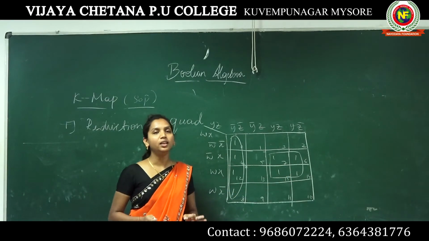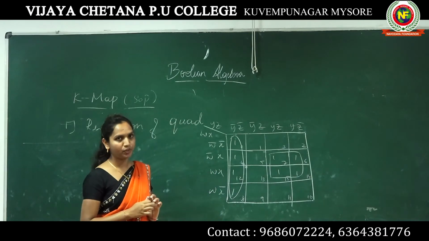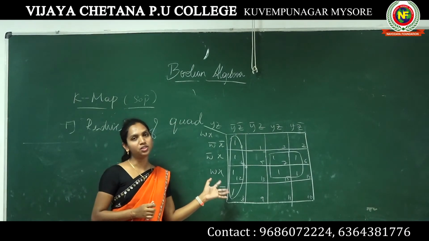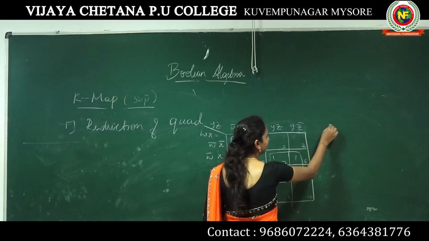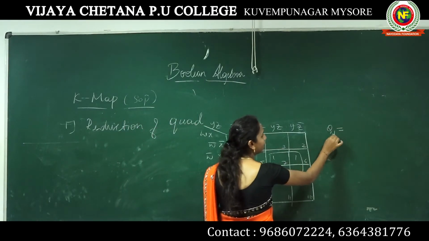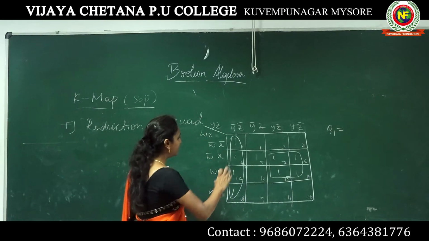But the only thing is, the 4 ones are to be together. That is a quad. Now we have to reduce this quad. Let's reduce one. Reduce this one. I am taking Q1 as quad 1. This one. Okay. So consider this.